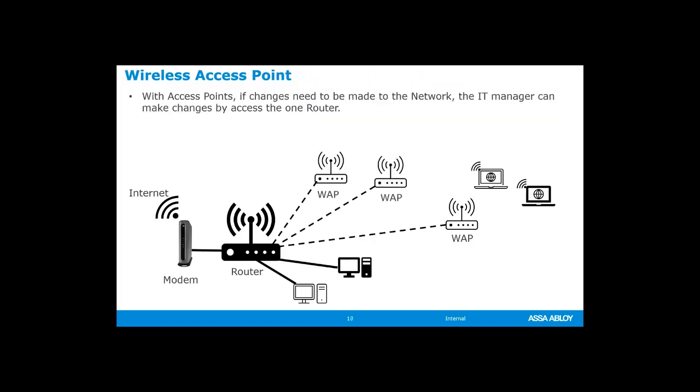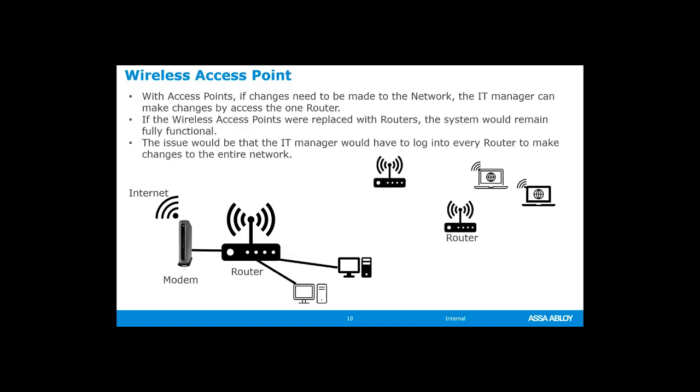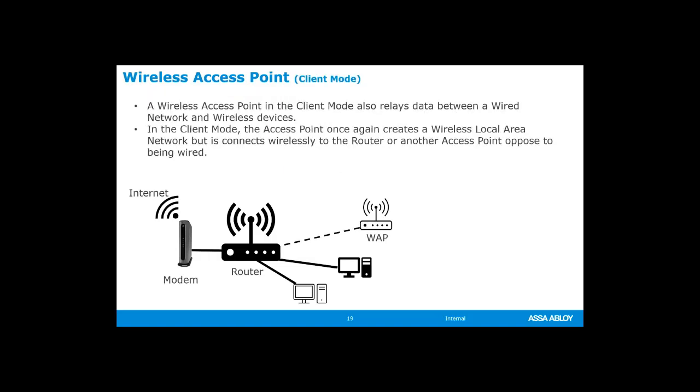With wireless access points, if changes need to be made to the network, the IT manager can make changes to the entire network by logging into the one router. If the wireless access points were replaced with routers, the system would remain fully functional. The issue would be that the IT manager would now have to log into every single router to make changes to the entire network. So wireless access points is the way to go.